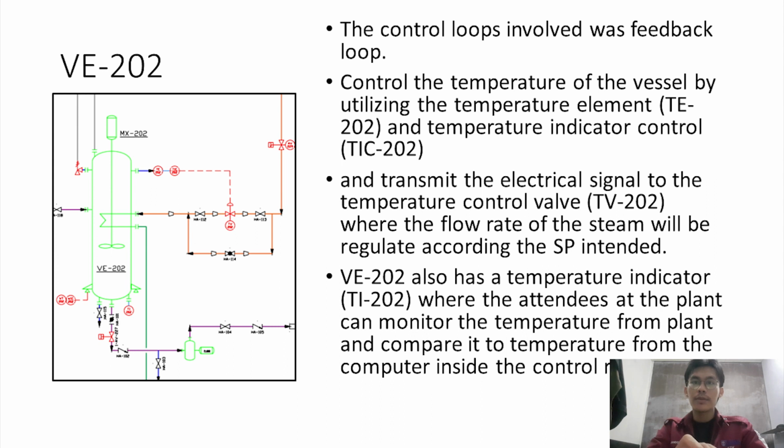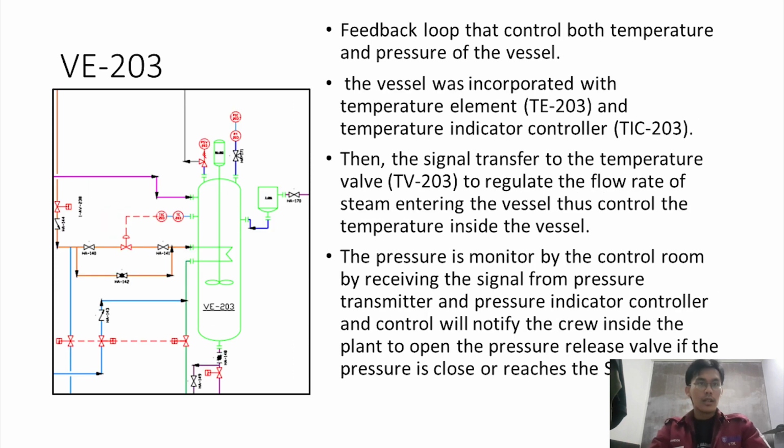VE202 also has a temperature indicator 202 at the plant, where the operators at the plant can monitor the temperature from the plant and compare it to the temperature from the computer inside the control room. Next, we also look at VE203, which also uses a feedback loop that controls both temperature and pressure of the vessel.